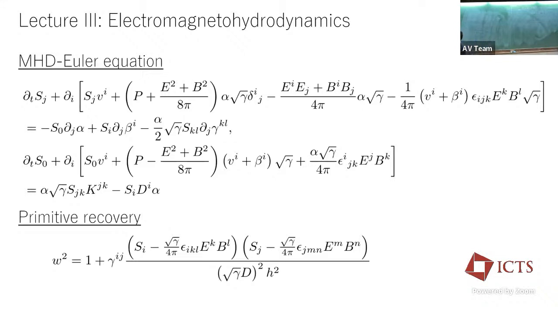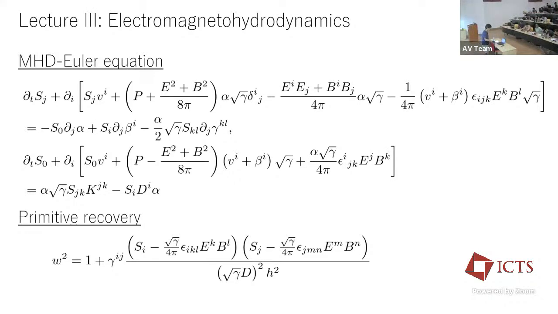And so the final expression becomes this one, right? This is the momentum energy flux and pressure, total pressure, including the EM part, plus the contribution from the EM contribution. So this is the MHD-Euler equations, which describe the evolution of the momentum and energies.